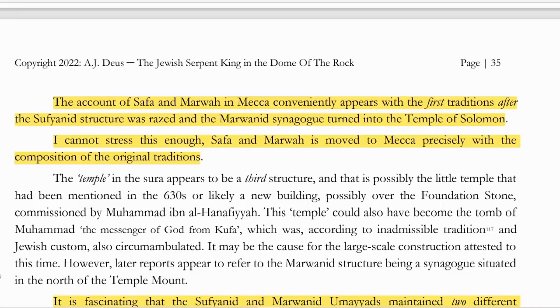The account of Safa and Marwa in Mecca conveniently appears with the first traditions after the Sufyanid structure was razed and the Marwanid synagogue turned into the Temple of Solomon. Okay? He says, I cannot stress this enough, Safa and Marwa is moved to Mecca precisely with the composition of the original traditions. So it happens simultaneously.